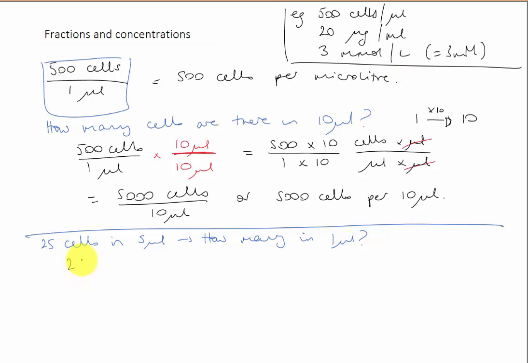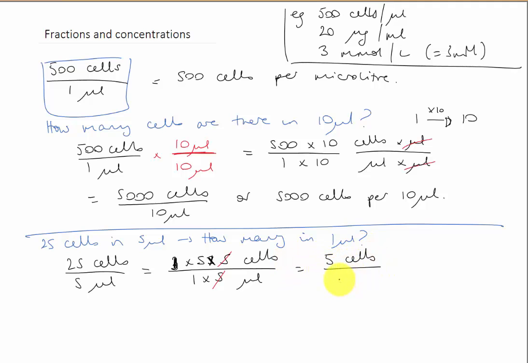So there we've got 25 cells out of 5 microliters. So we can factor those out. So that would be 5 times 5 cells over 1 times 5 microliters. So we can cancel out a 5 and a 5. So that would give us 5 cells out of 1 microliter, or 5 cells per microliter.